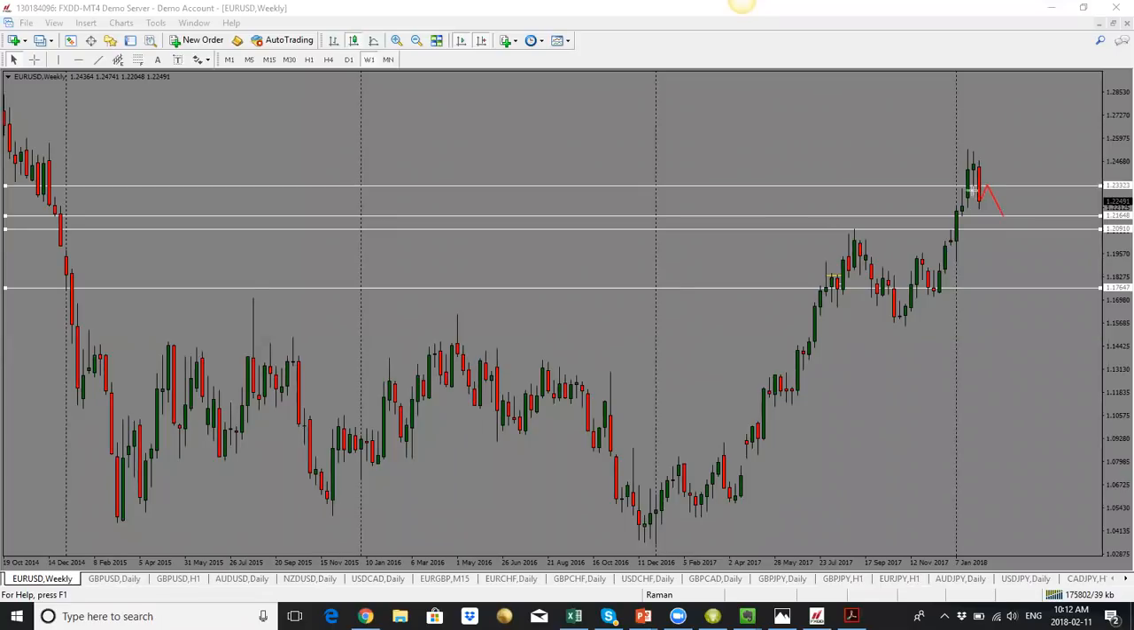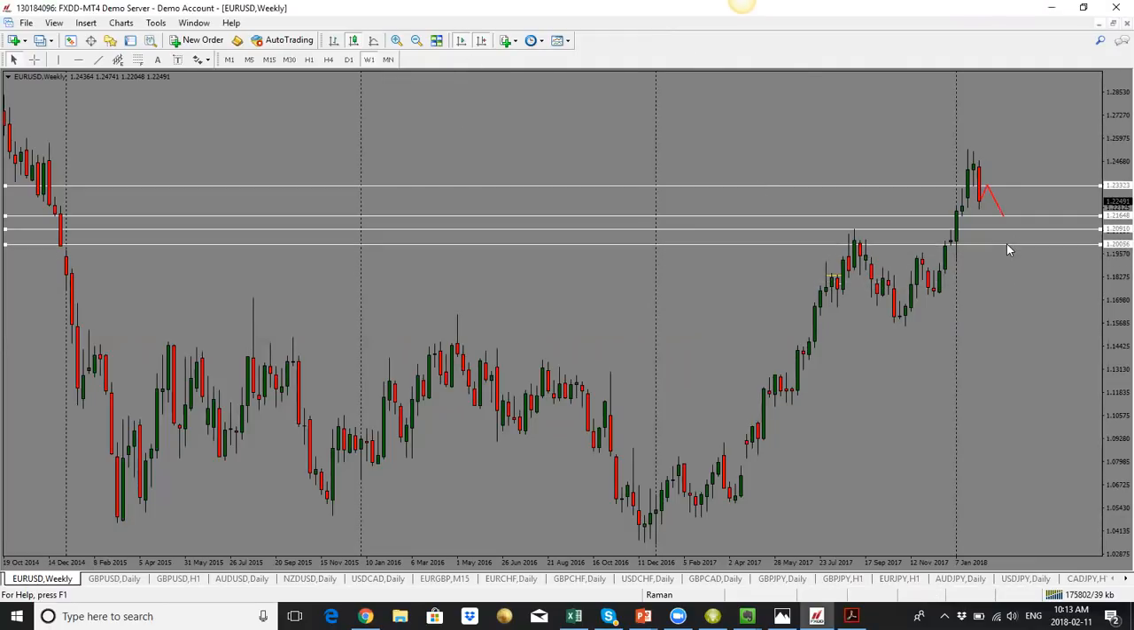Looking for a bit of a push up, testing into this 1.2330 level potentially, and then a drop. The first target will be 1.2160-ish level right into here, this previous support and resistance level. The second target would be 1.2100, and we could even potentially mark a third level here. The third level will be about 1.2019.